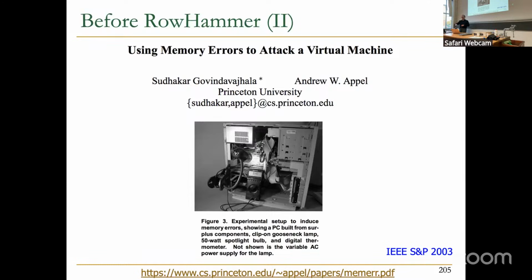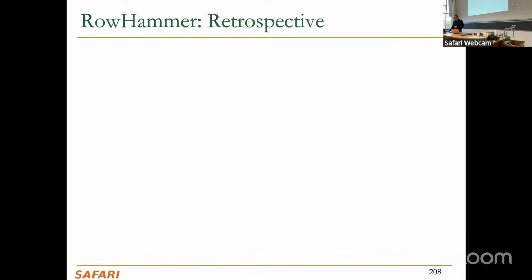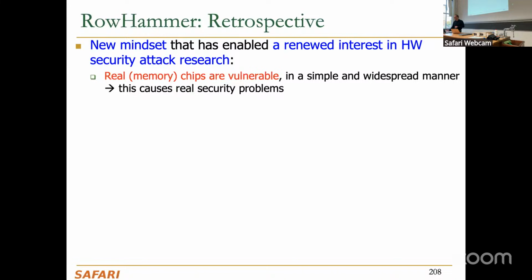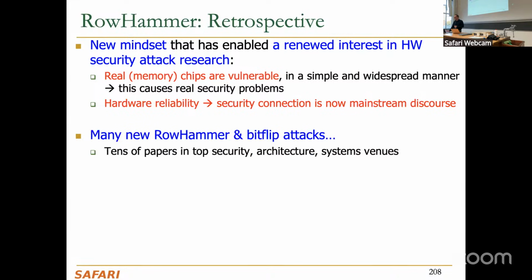But I think your question was nice, because if you heat up using RowHammer, maybe you do some other things. But again, if you can do RowHammer, maybe you do other things. Okay, so that's why RowHammer is really important, I think. So it actually enabled a new mindset and renewed interest in hardware security attack research, because real memory chips are vulnerable in a simple and widespread manner. You don't need physical access at all. And hardware reliability and security connection became mainstream. So that's why you see many RowHammer bit flip attacks still, even in 2025 and 2026.